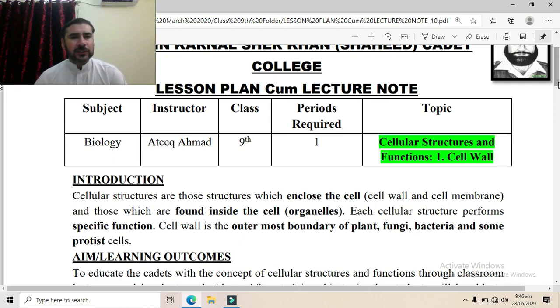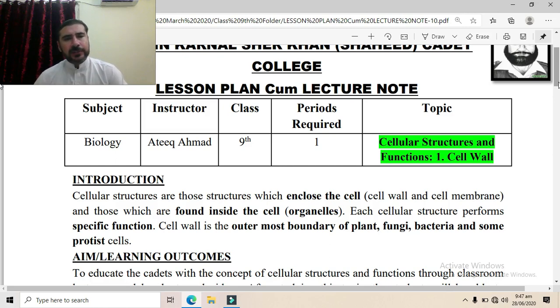The cellular structures also consist of those structures which are found inside the cells, the various organelles. So cellular structures are those structures which enclose cell contents, for example cell wall and cell membrane, as well as those structures which are found inside the cell. Those are various organelles which are found inside the cell.